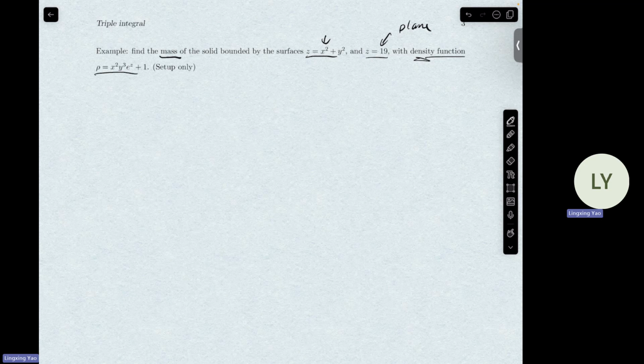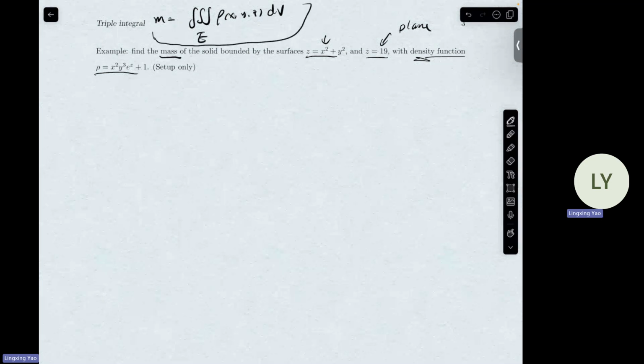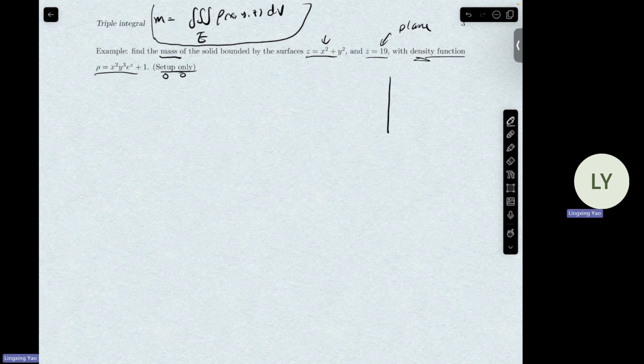So here we want to point out the mass of a solid over a particular region E is determined by the density function integration over this volume. So this is what we need to use. Essentially we need to set up the triple integral, and the question asks us to do this setup only. So where this domain is, where this solid is, we gotta figure it out.